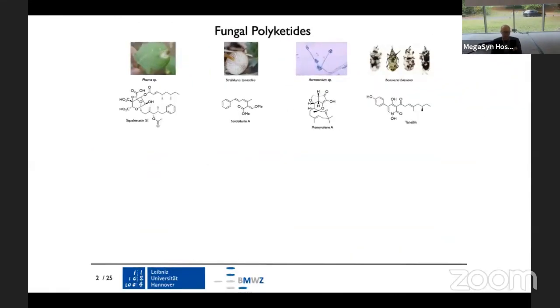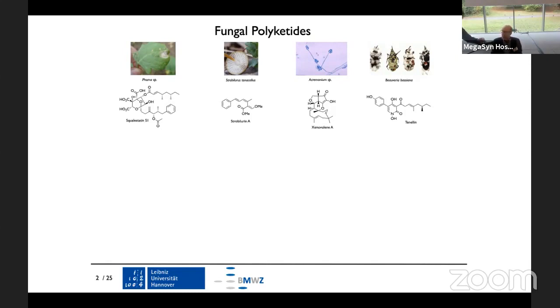So those of you who know me will know that I'm very interested in secondary metabolites from fungi. And one of the reasons for that is because fungi make chemically complicated compounds, and these often have, as we've seen in the previous talk, very interesting biological properties.